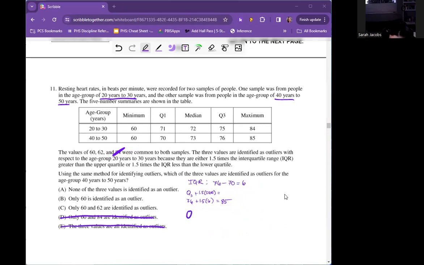So then I'm going to do the Q1 minus 1.5 times the IQR to find my lower boundary. And Q1 in this case is 70 minus 1.5 times 6. Pop that in your calculator and you get 61. So 62 is not an outlier. It's above 61. It's closer in. But 60 is below 61. So we would consider 60 an outlier. So 62 is not an outlier, but 60 is. So the only option we have left is B.